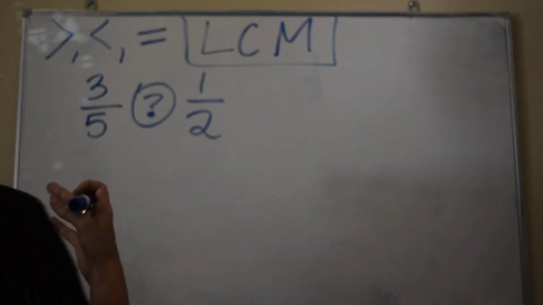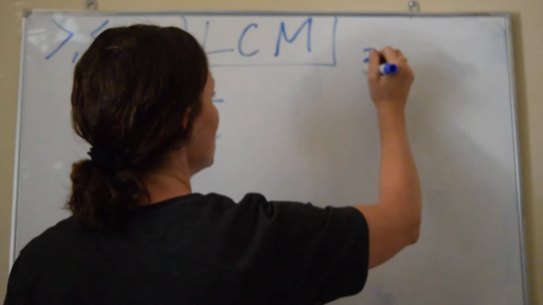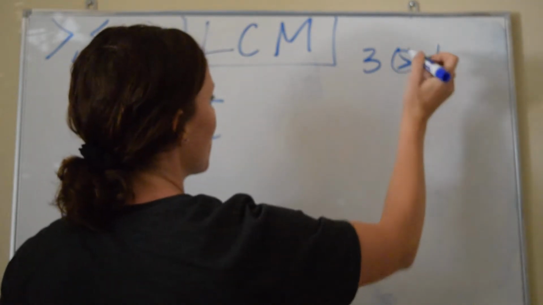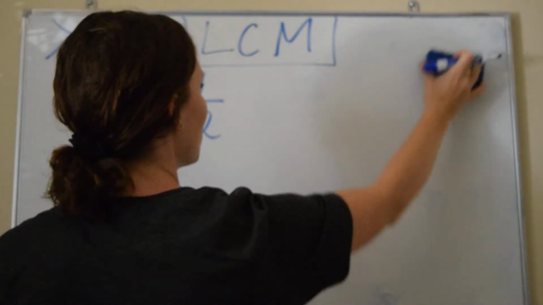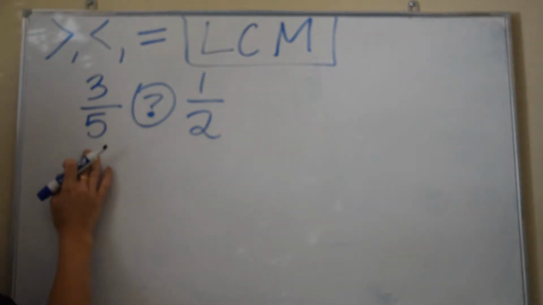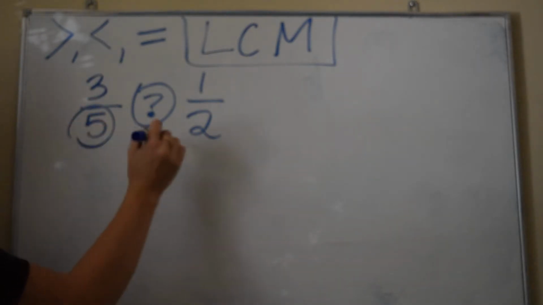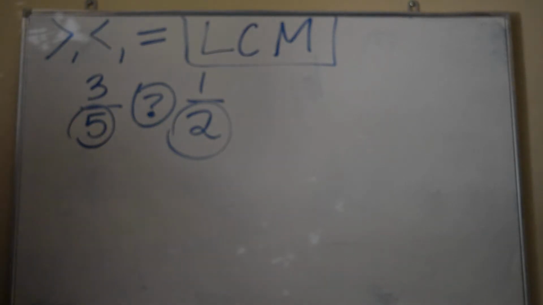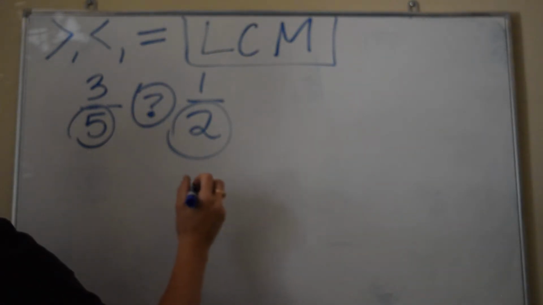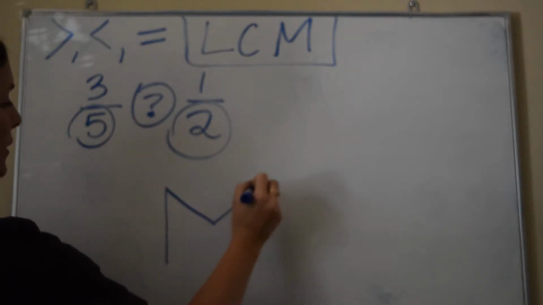So just like we compared numbers, right? What is 3 compared to 1? 3 is bigger than 1. Well, what if we're comparing fractions here? What is 3/5 compared to a half? So what we're going to do is find the least common multiple. When we find the least common multiple, you have to find it with the denominators. So we have the denominators of 5 and 2.